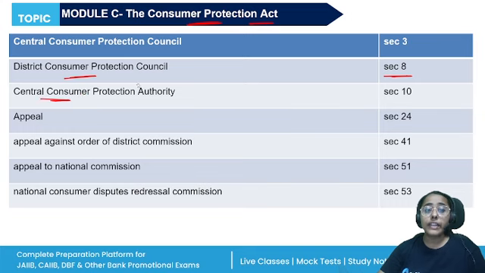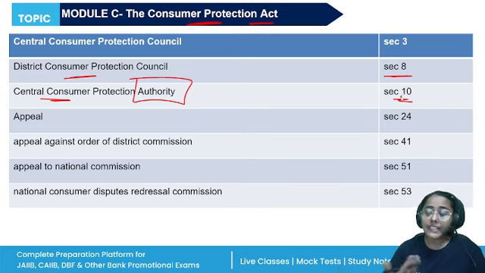Central Consumer Protection Authority. This is given in section 10. The Authority is established only at the central level, obviously by the central government. It comes into force from a given date to regulate matters relating to violation of rights of consumers, unfair trade practices, and false or misleading advertisement. All of these will be dealt with by the central authority. It also has an investigation wing.